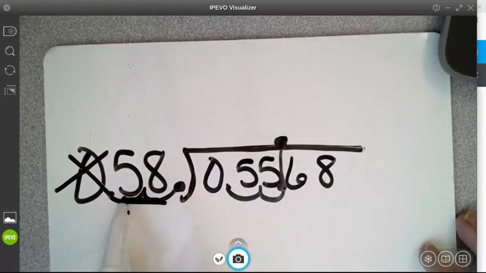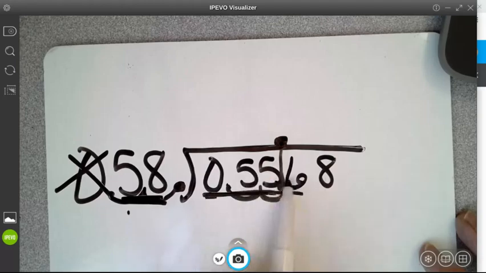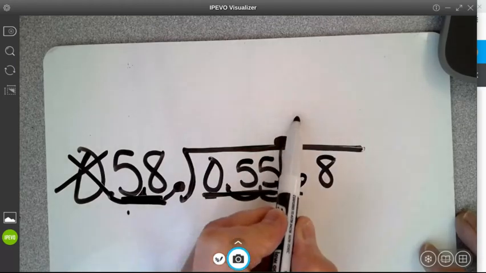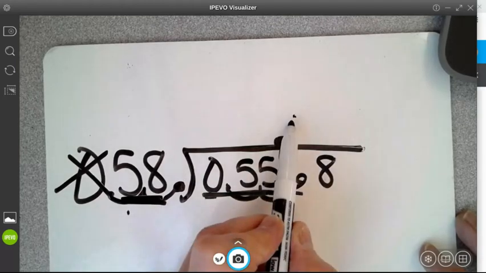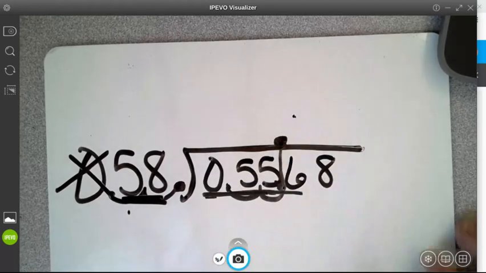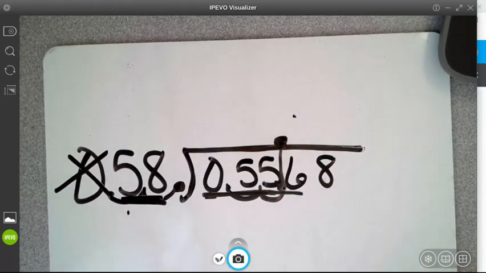So 58 can't go into 0, can't go into 5, can't go into 55. I'm going to think of it as going into 556. And my answer is going to go right above the 6 right here. So my answer is a decimal point answer. It's a smaller answer. So 58 goes into 556.